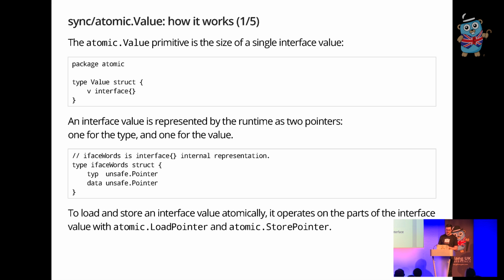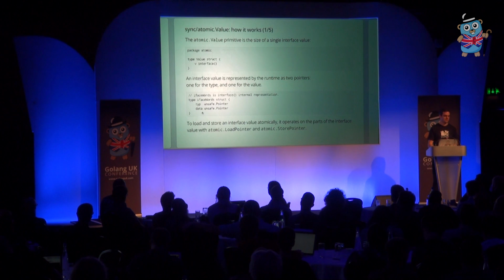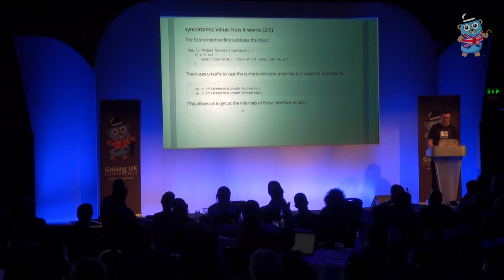So the data structure contains 2 fields, both of them pointer-sized. One of them represents the type of the interface value, so the underlying concrete type. And the other represents the data, and it's usually a pointer to the data of the interface value. And so for atomic.value to operate on an interface atomically, it actually uses atomic pointer operations to load and store each of these fields. But it has to do it in a careful way.